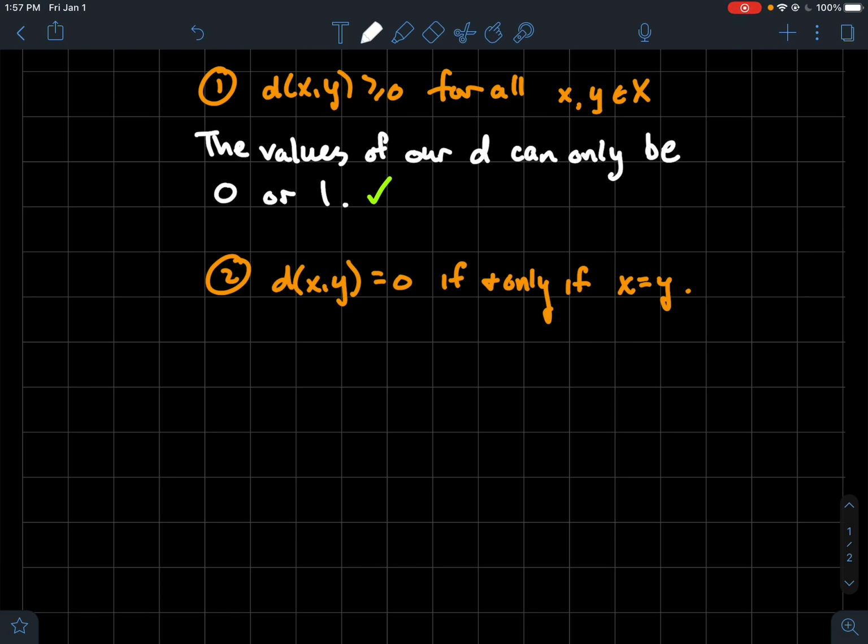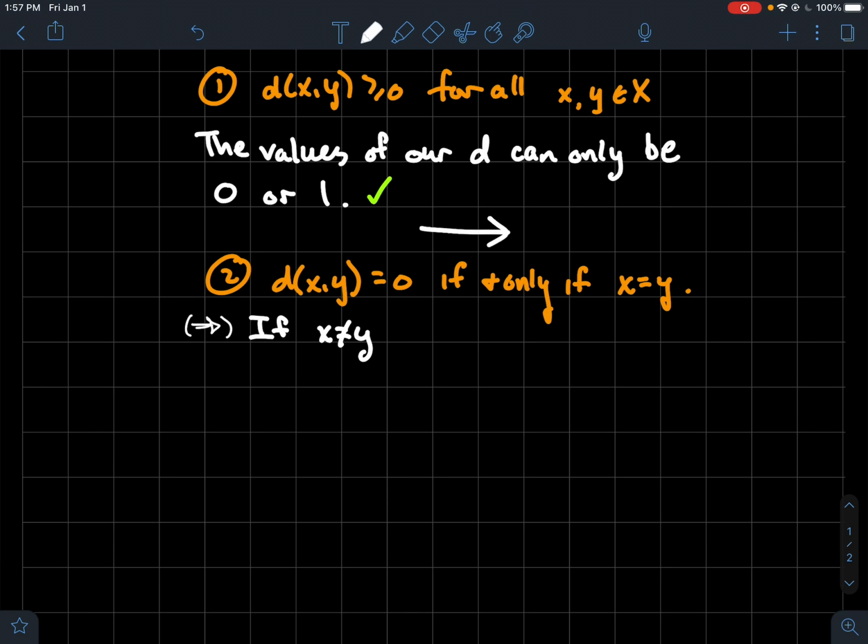The next property to verify to make sure that d is a metric is: when is the distance from a point to another point equal to 0? That happens exactly when, if and only if, x is equal to y. So you've got an if and only if, a biconditional. Let's do the forward direction. If the distance from a point to another point is 0, we want to conclude that x is equal to y.